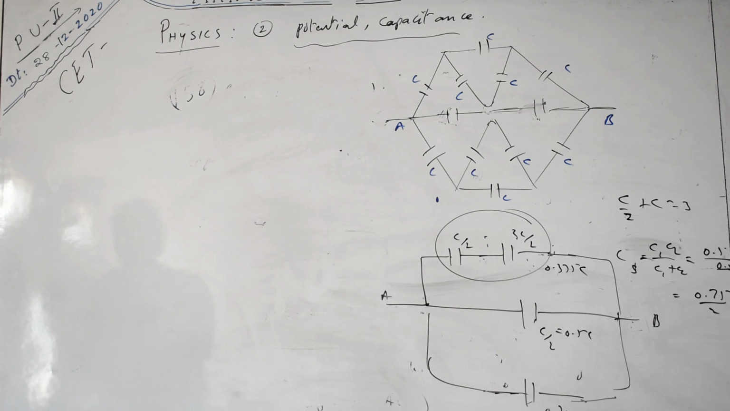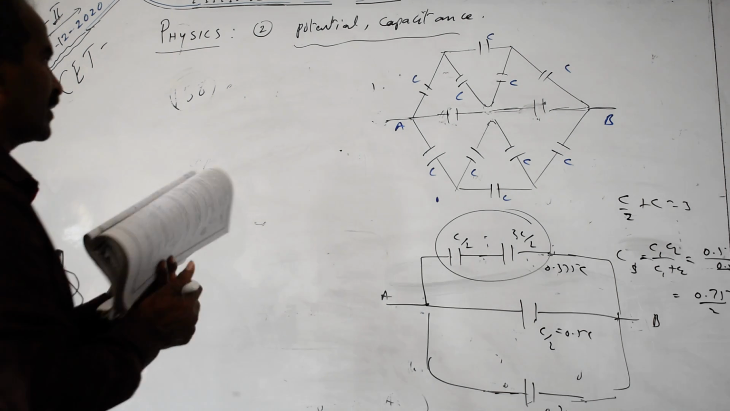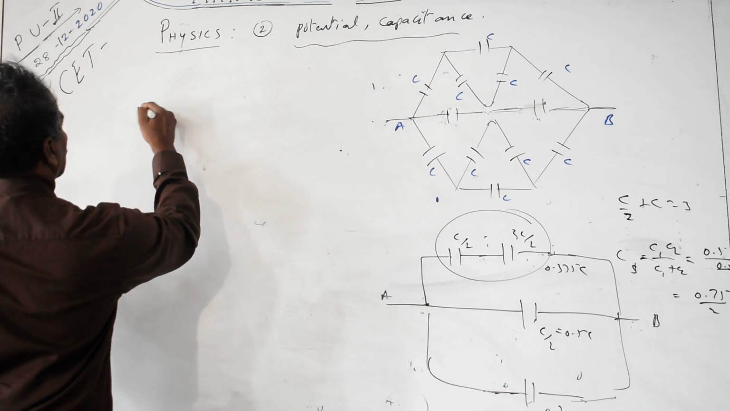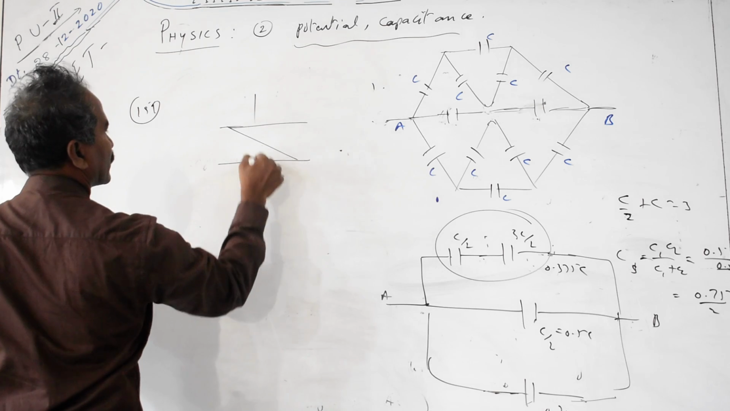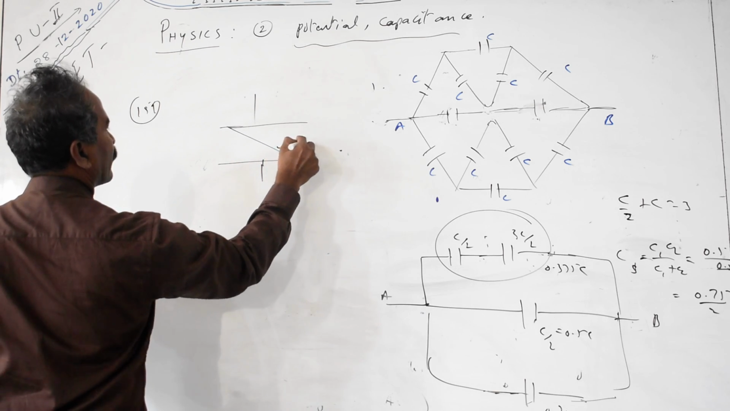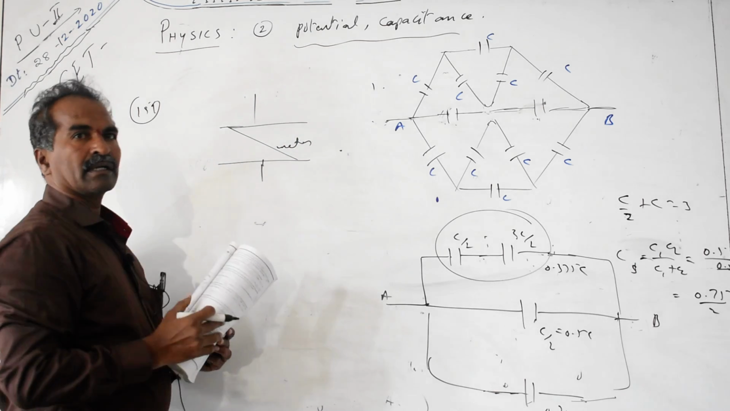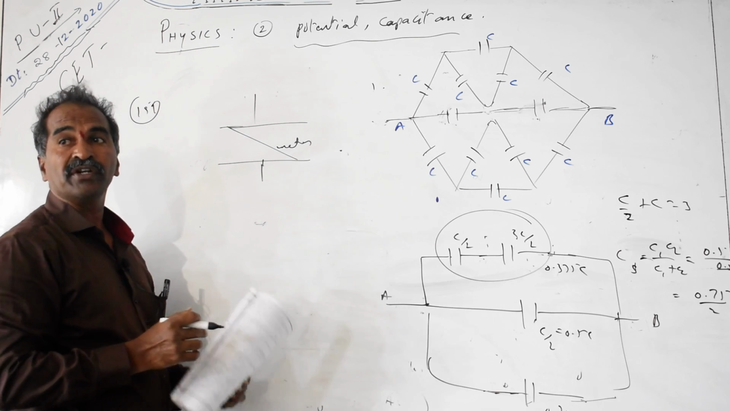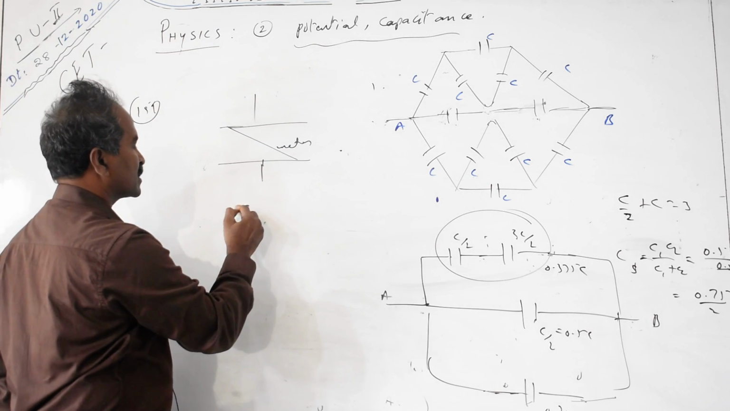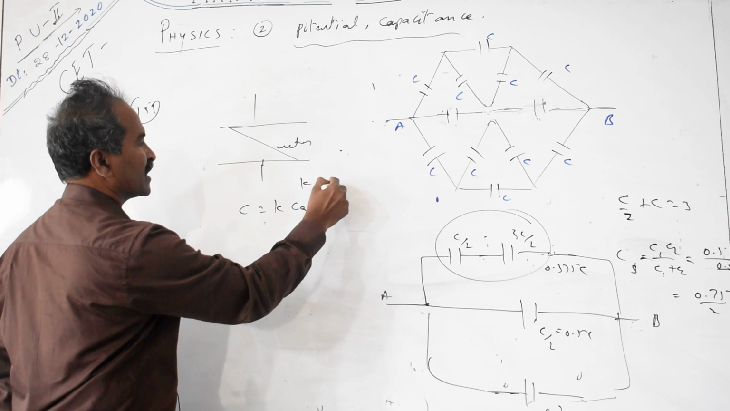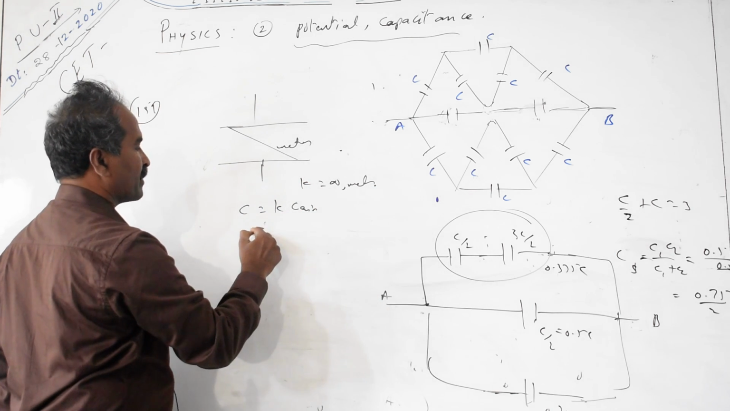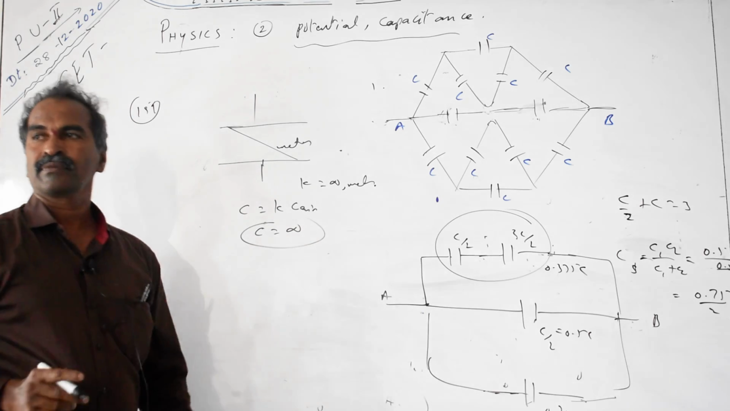Next problem is 159. In question 159, capacitor plates are connected with a metal sheet like this. This is a metal. When you connect with a metal, the dielectric constant of the metal is infinity. So what happens to the capacitance? C equals K times C air. But K for metal is infinity. That means the capacitance becomes infinity.